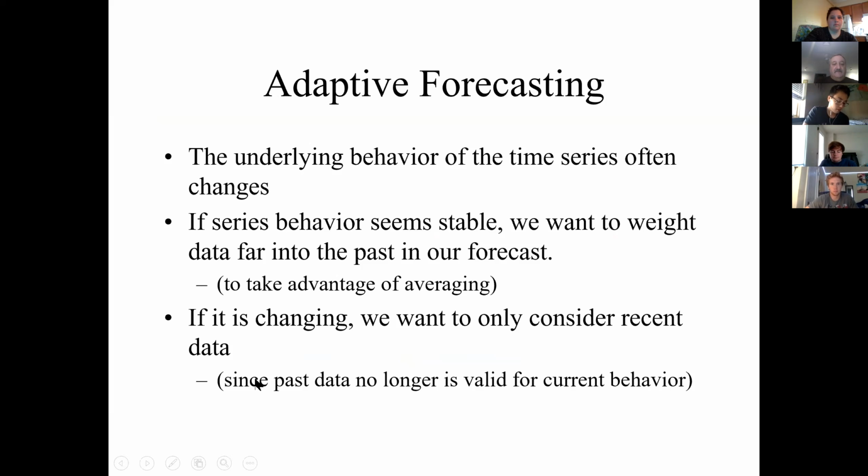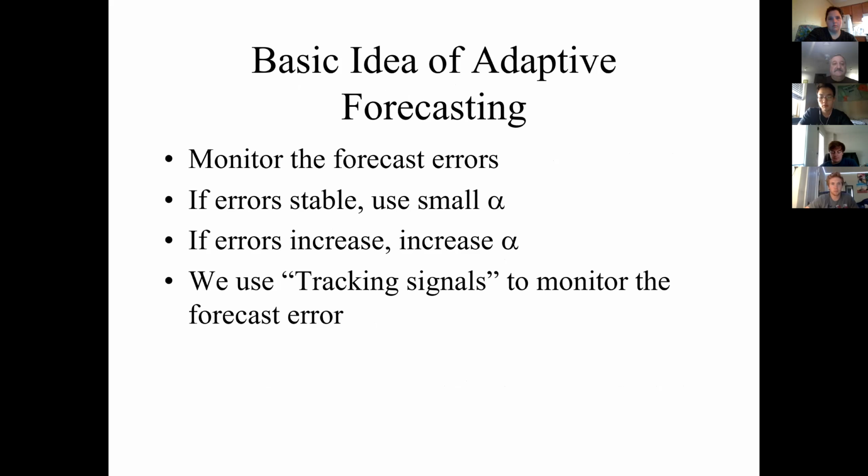If, on the other hand, our time series is changing very quickly, we don't want our forecast to lag way behind. And so we might want a smaller value of M or a bigger value of alpha. So the basic idea of adaptive forecasting is you monitor the forecast errors. If the forecast errors seem to be stable and small, we will use a small alpha and get lots of averaging effect. However, if we see the forecast errors increasing, then we might switch to a bigger alpha to try and catch up more quickly to the changes in the time series.